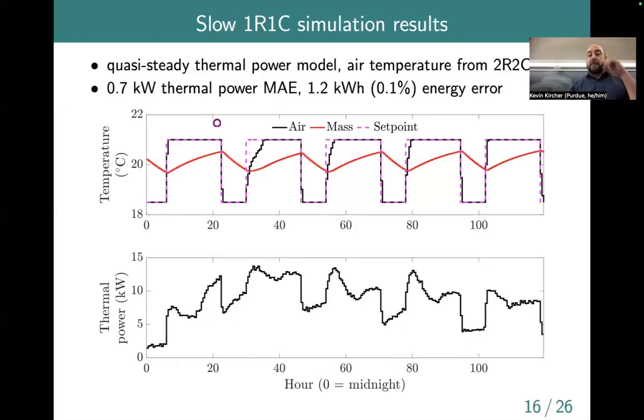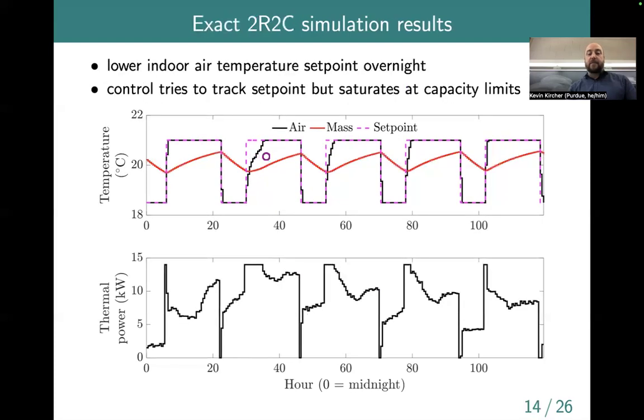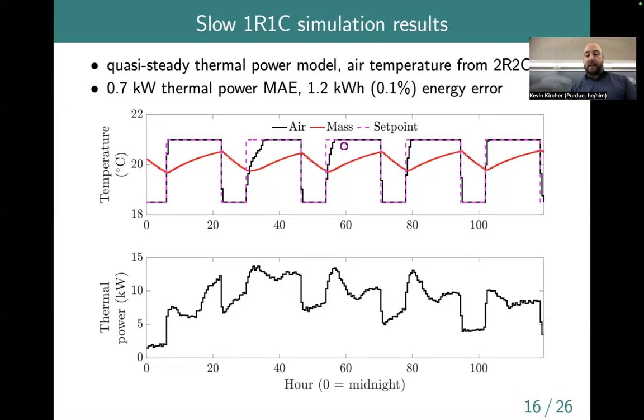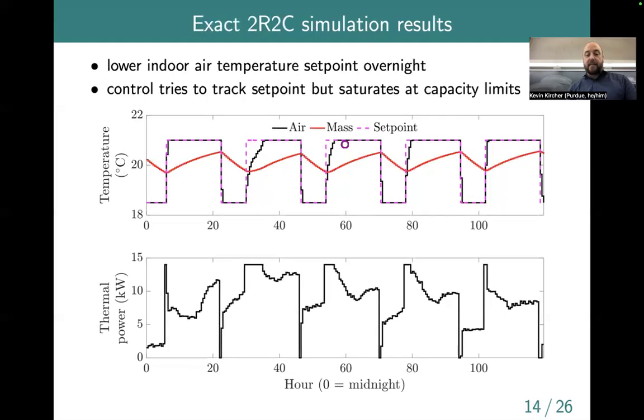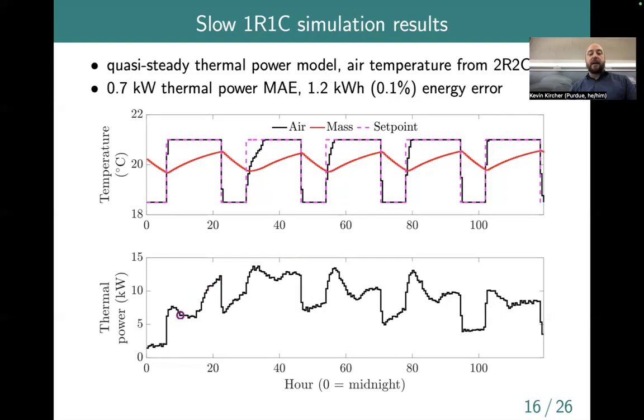And then we can do a similar thing where we look only at the slow time scale. We assume that changes in the indoor air temperature happen instantaneously, so we're doing a quasi-steady state assumption on the indoor air. Here we get the exact thermal mass dynamics, no real change. The air temperature dynamics also look super similar between the truth and this model. In fact, I think they look basically exactly the same. But you'll notice that the energy or the power curve in the lower plot actually looks somewhat different.